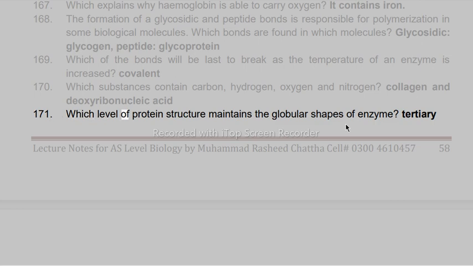171. Which level of protein structure maintains the globular shapes of enzyme? Tertiary.